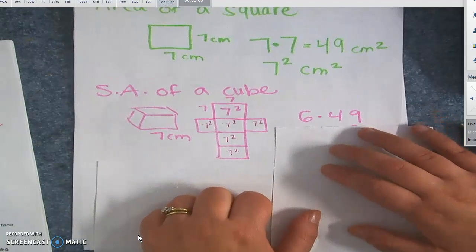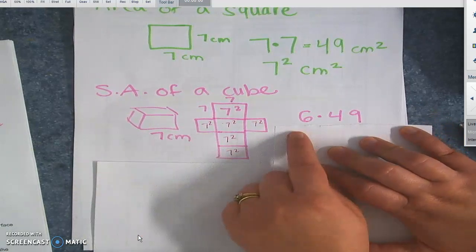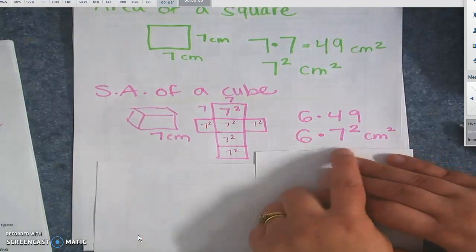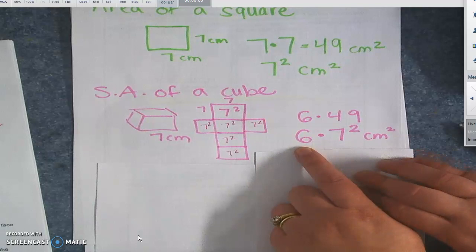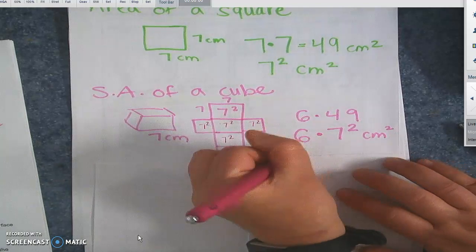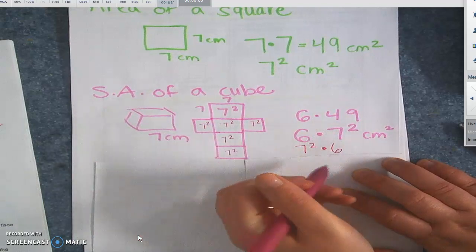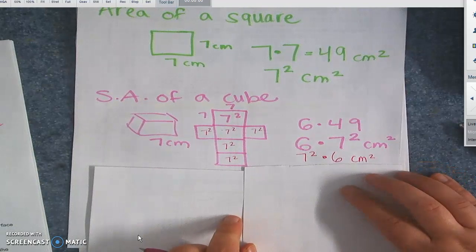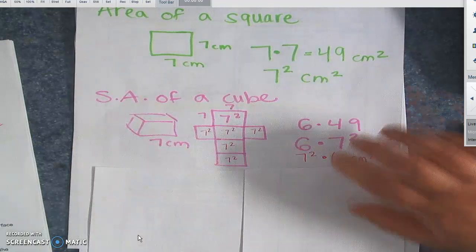If I was doing this normally without exponents, I would say, well, each square is 49, so I need to do 6 times 49. But when I write it with an exponent, my 49 I'm writing as 7 to the second power, but I have 6 squares that are the same size, so 6 times 7 to the second power. Or if it makes more sense to write it the other way, I have 7 to the second power times 6, because I have 6 of them that are all the same size. Either way, I'm still dealing with area, so we're talking about square centimeters or square units.